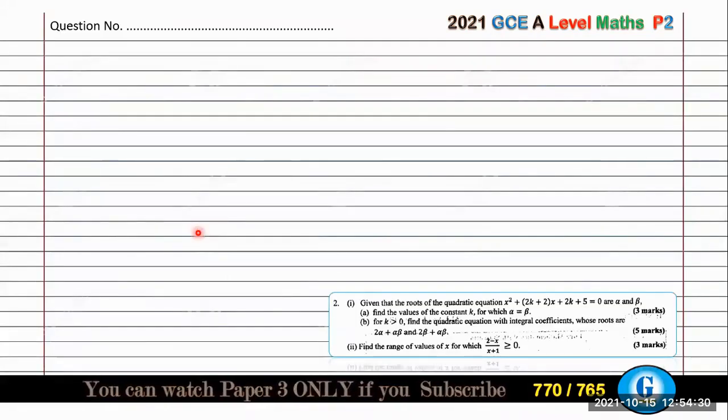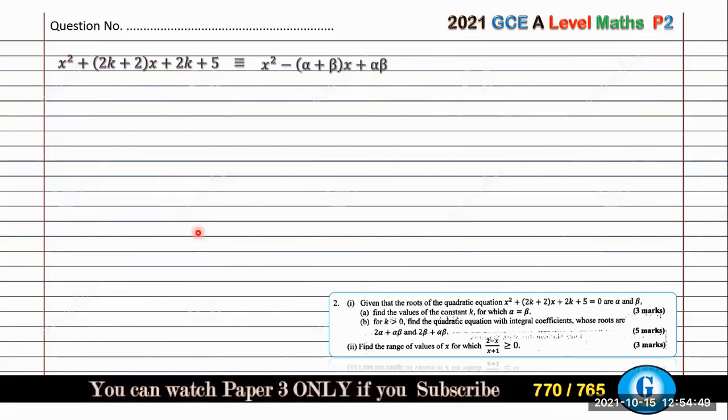So we have been told that the roots of this quadratic are alpha and beta. We should find the values of the constant k for which alpha equals beta. Normally the general form of the quadratic is x squared minus sum of roots times x plus product of roots. So this quadratic here should be identical to x squared minus (alpha plus beta) x plus alpha beta.